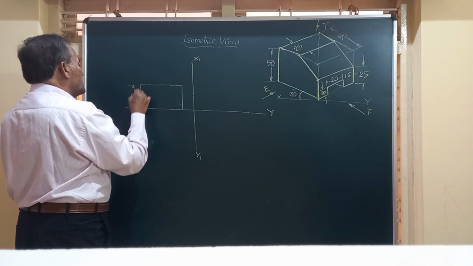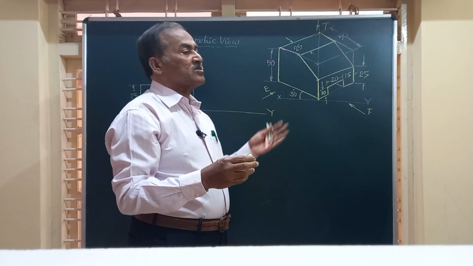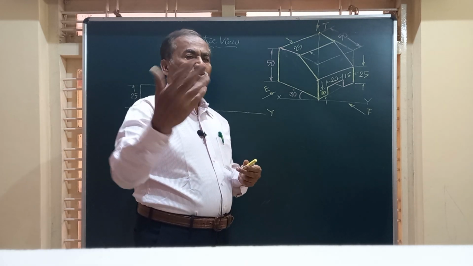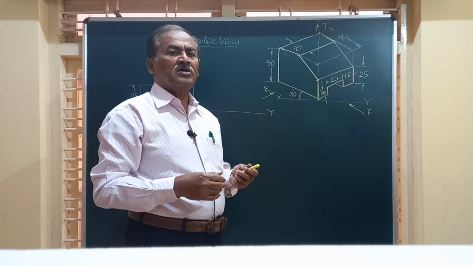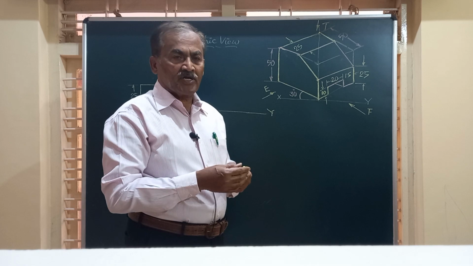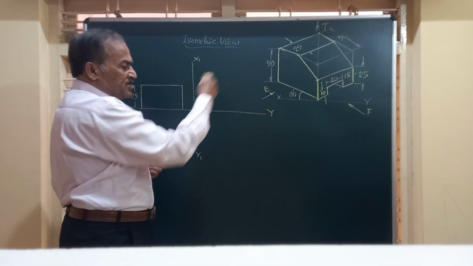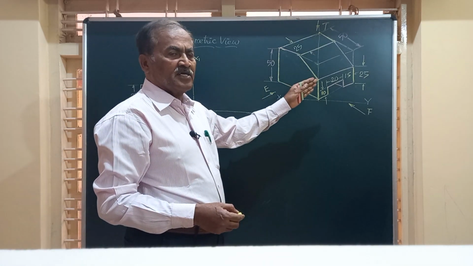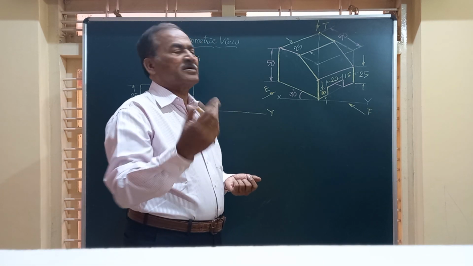I am commencing this chapter by drawing the orthographic views given the isometric. Generally there are two types of questions: given the isometric, how to draw the orthographic views, and given the orthographic views, how to obtain the isometric view of the object. If you start with this particular conversion of 3D into 2D, then conversion of 2D into 3D becomes easy.